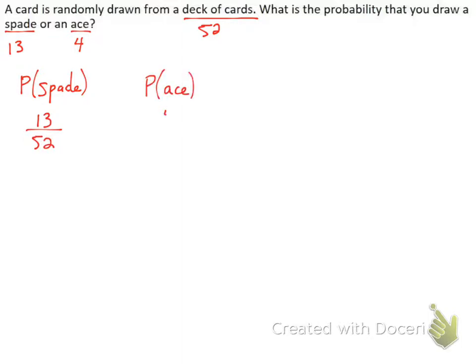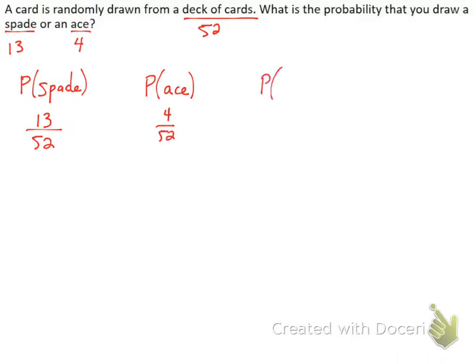And then with the last problem, cards randomly drawn from a deck of cards. A deck of cards has 52 cards. Each suit, so spades is a suit of the cards, each suit has 13 cards, and in each suit you have one of each card, 2 through 10, Jack, Queen, King, and Ace. And so there are 4 aces in a deck of cards. And so the probability of drawing a spade, again, is going to be 13 over 52. The probability of drawing an ace is going to be 4 over 52.